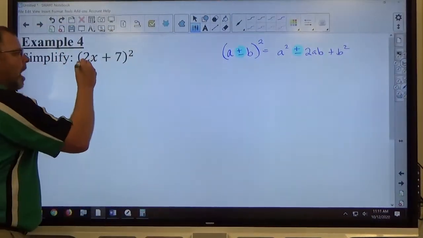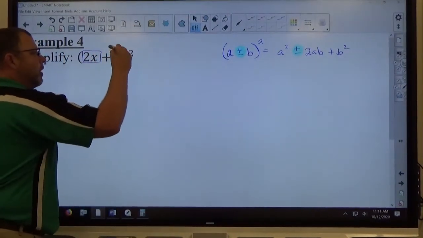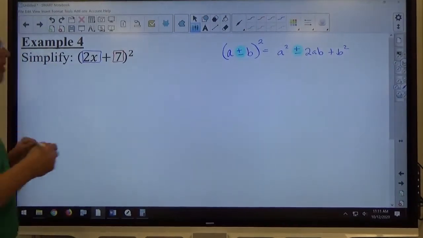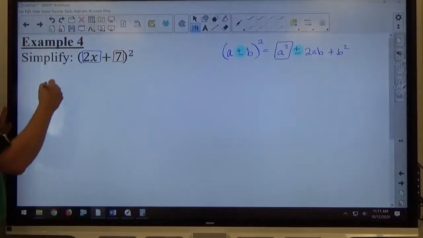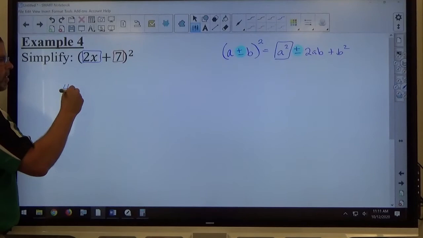A is the first object, B is the second object. It's a binomial structure squared, and the first object says A squared. So that means I'm going to square A. What's 2 times 2? 4. What's x times x? X squared.